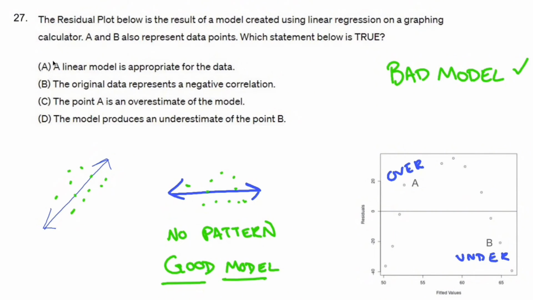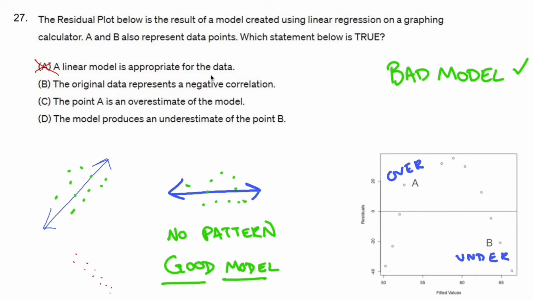So a linear model is appropriate for the data. Well, we said that this is a bad model because we see a clear pattern happening on the residual plot. So is a linear model appropriate for the data? Absolutely not. So that is not a true statement. The original data represents a negative correlation. Well, negative correlations are dots that go down and to the right following a linear pattern. We already said that linear is no good.